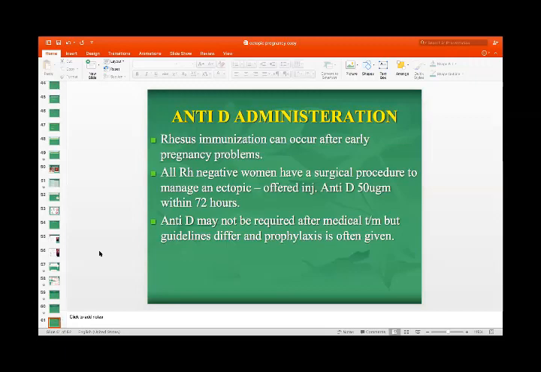So whenever there is an ectopic pregnancy and if the patient is Rh negative and the husband is Rh positive, then what should we do? All Rh negative women who have a surgical procedure to manage ectopic gestation should be offered injection anti-D 50 micrograms within 72 hours. Anti-D may not be required after medical treatment, but guidelines differ and preference is often given. So, in all these cases, we have to give injection anti-D in case of ectopic pregnancy in the dose of 50 micrograms.